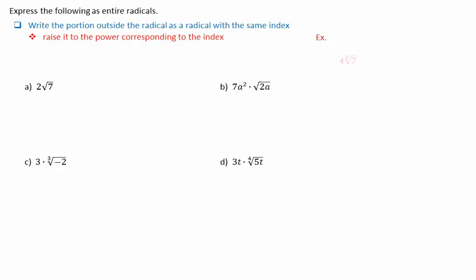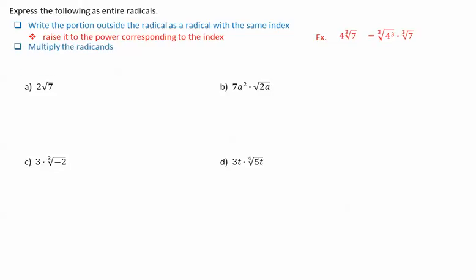As an example, for 4 times the cube root of 7, note here that the index is 3, so we're going to raise the 4 to the power of 3 and then put it inside of a cube root. This gives us the cube root of 4 cubed times the cube root of 7.